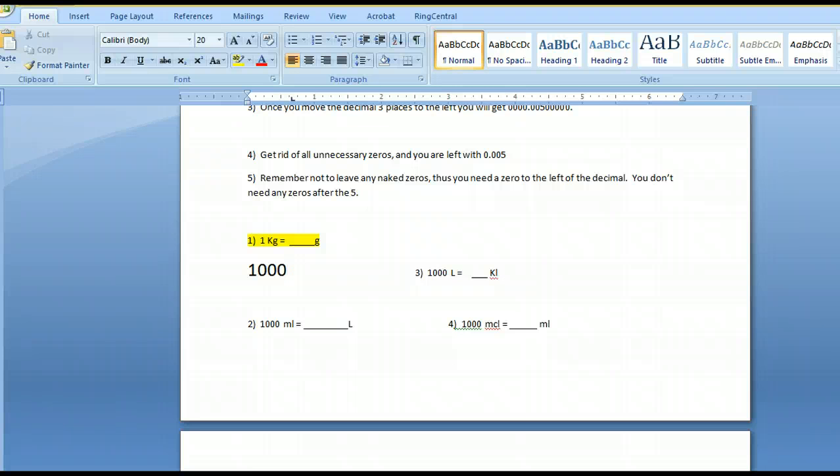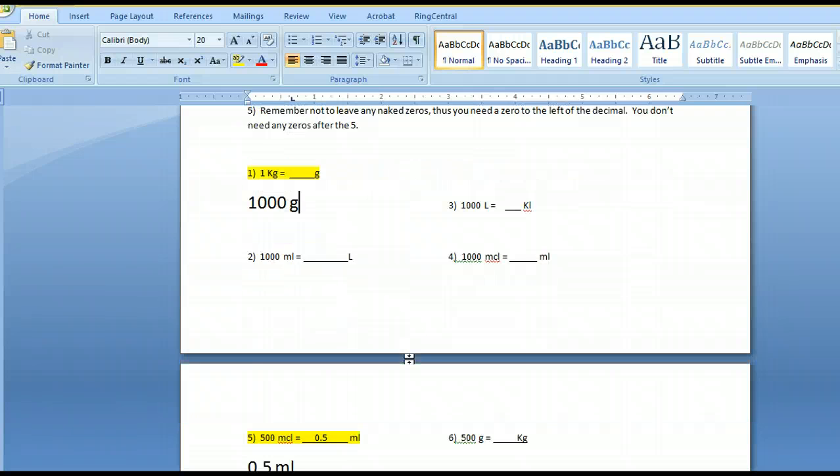And I have to say, most of you were very good about not having extra zeros past the decimal, and not having naked decimals. That was very good. So that's our answer, 1,000. Let's put our unit back in there, grams. 1 kilogram equals 1,000 grams.